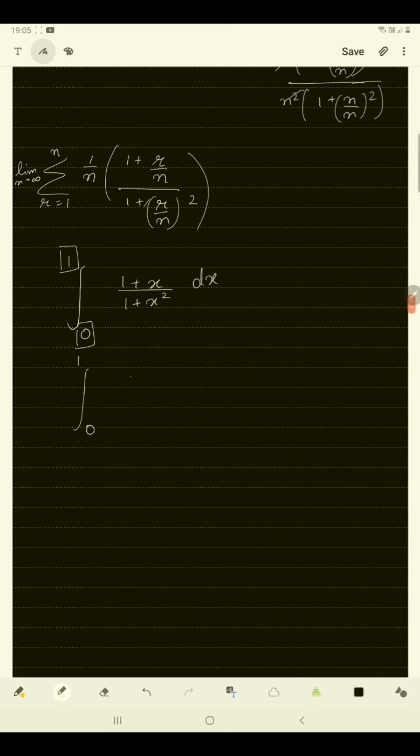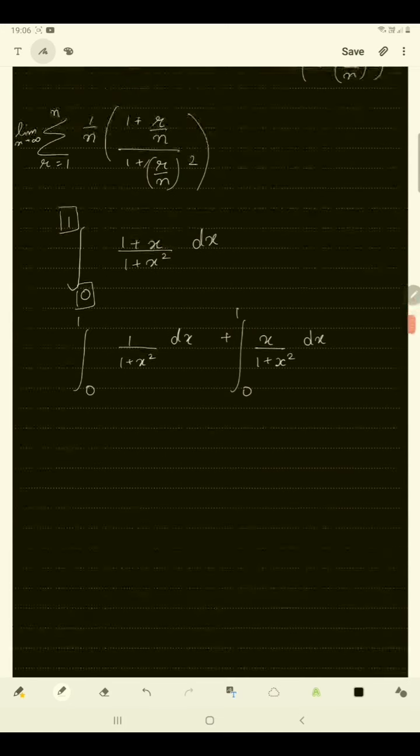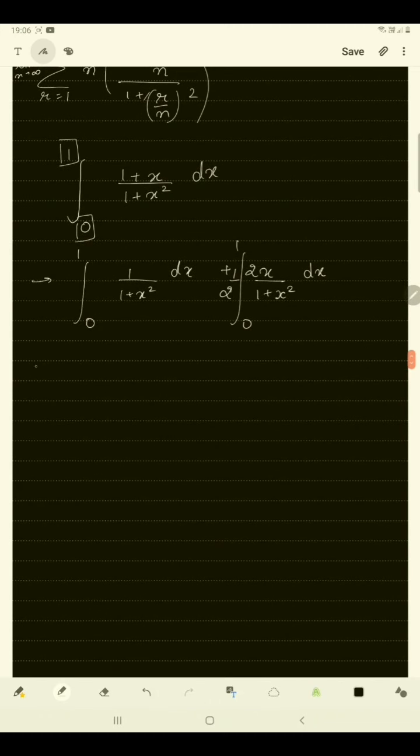So we have the integral from 0 to 1 of 1 upon 1 plus x square dx, plus x upon 1 plus x square dx. Now to solve this, we multiply by 2 and divide by 2, and then we are very near to the answer. So we have 1 upon 1 plus x square, which integrates to tan inverse x from 0 to 1, plus 1 by 2. Let us keep it out of the integration. So we have 0 to 1.